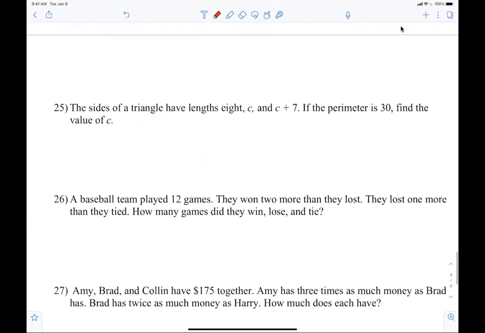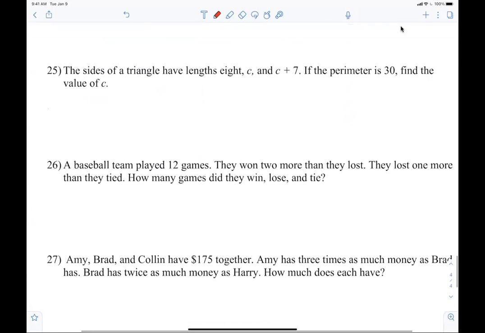All right, 25, you're up. The sides of a triangle have length C plus 7. All right, come on, write me an equation, kiddo.